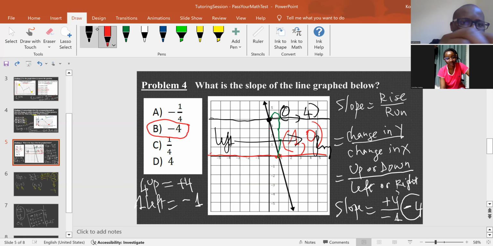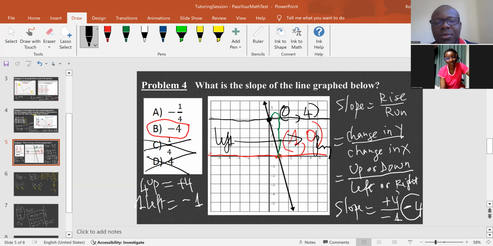Therefore, I will say, D is out. C is out, because the slopes there are positive. We have a positive 1/4, positive 4. So C and D cannot be the correct choice, because it has to be a negative value for this line. So it has to be between A and B. So that is a choice of elimination. You can eliminate some choices and have a few choices left, so you increase your chance. And based on what we did here, the correct choice is B.